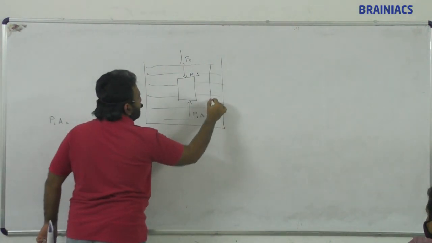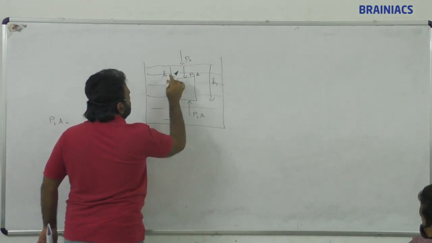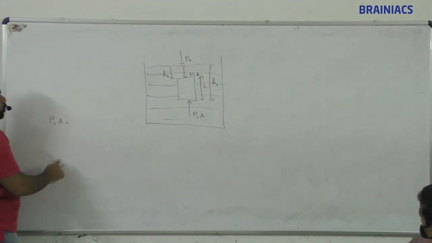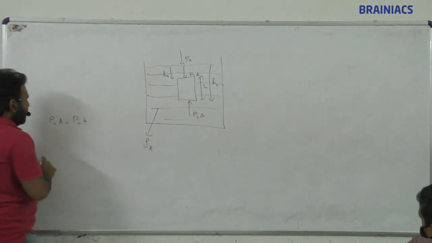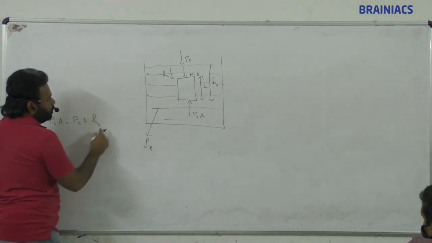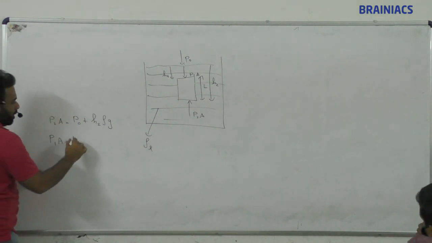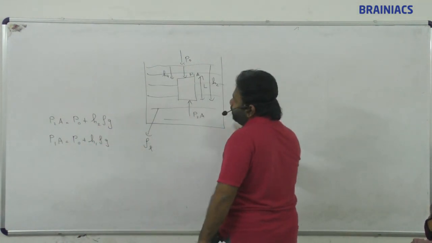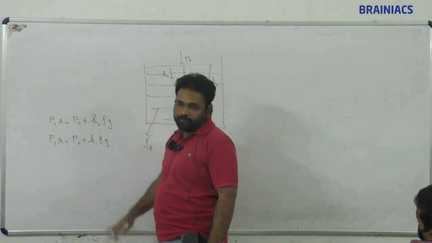Suppose I consider height H1, and this is H2, say this is L. So how much will be P2A? P naught plus the density of the fluid: P naught plus H2 rho g. How much will be P1A? P naught plus H1 rho g. So the upward force is going to be, now this force will be more than this force because H1 is more than H2, correct?